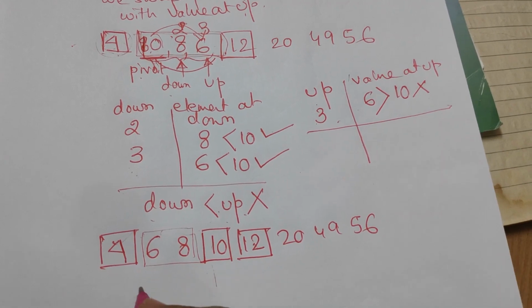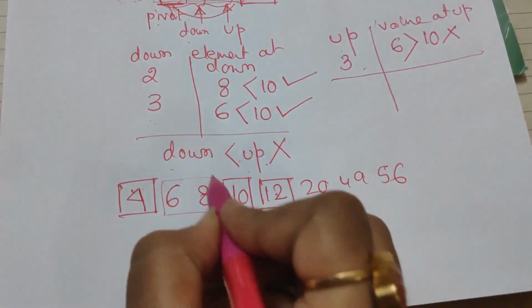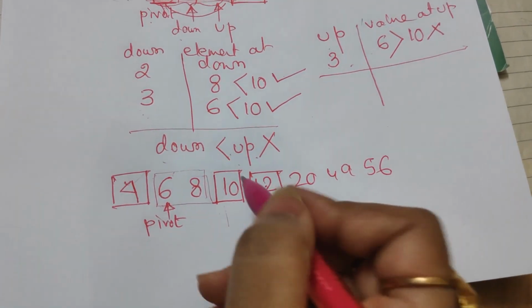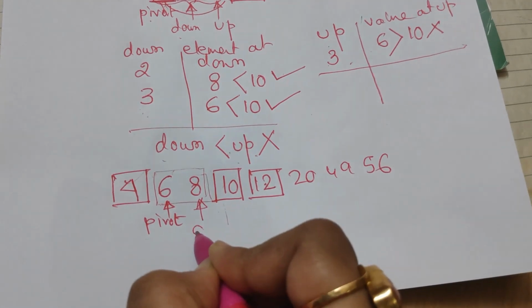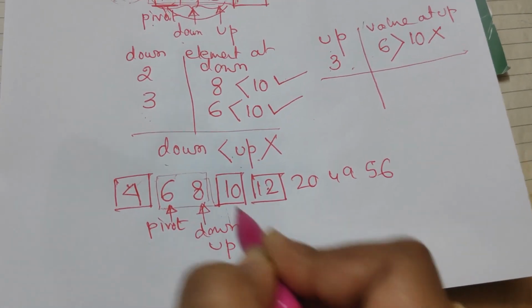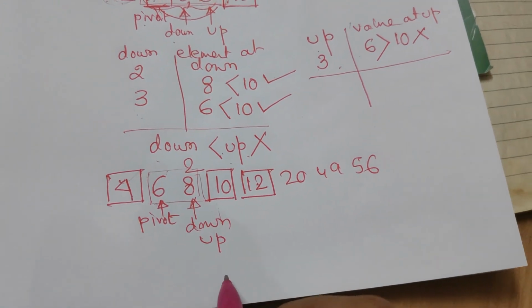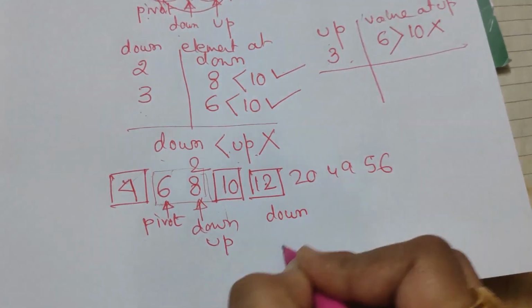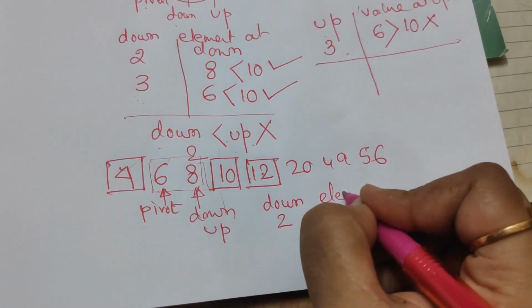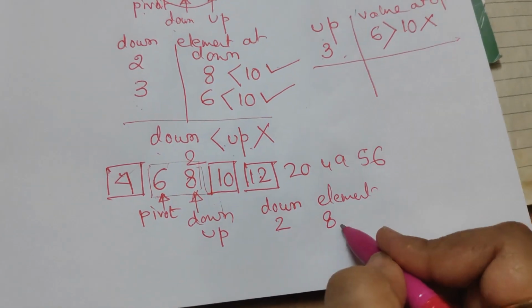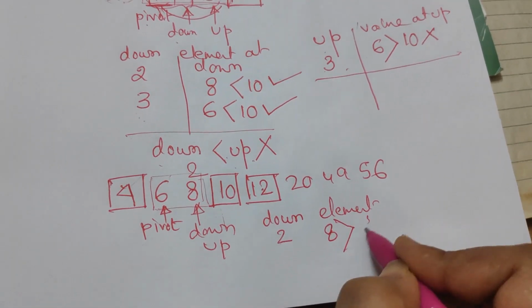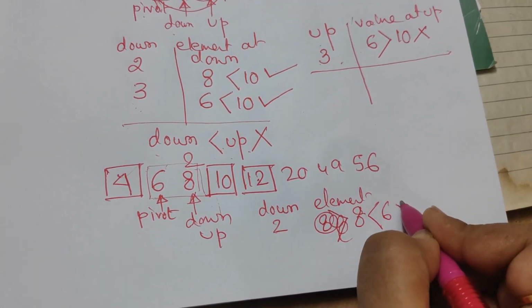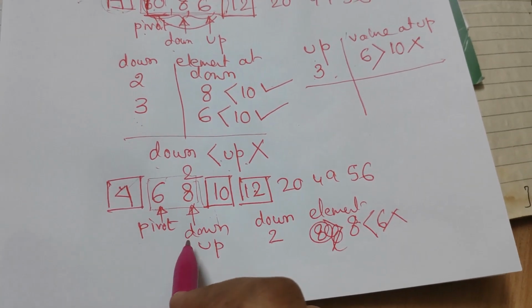Now when we are left with these two elements, again in these two elements 6 is the pivot. Now both up and down will be index number 2. Now let us see how this works. Down index is 2. Element at down index is 8. 8 greater than 6. 8 less than 6 is false.